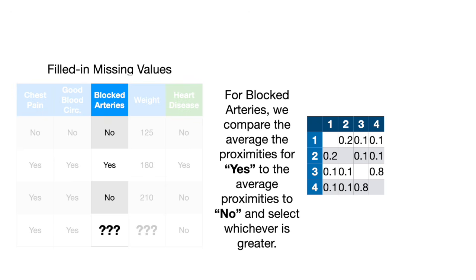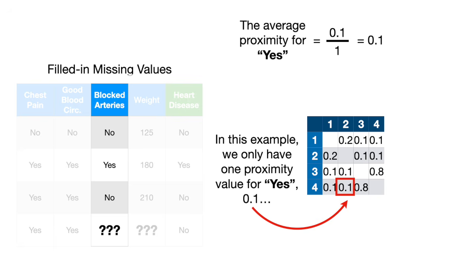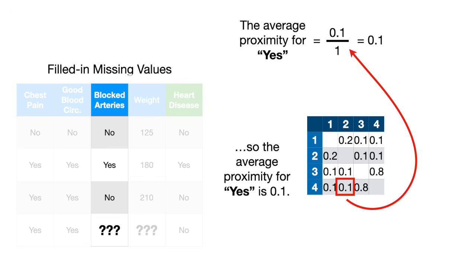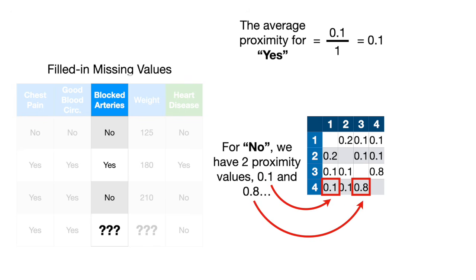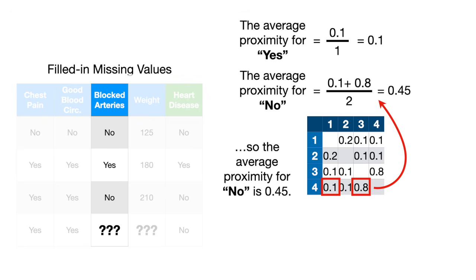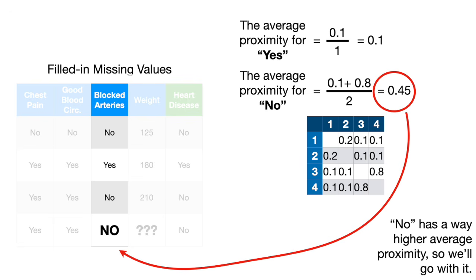For blocked arteries, we compare the average proximities for yes to the average proximities for no and select whichever is greater. In this example, we only have one proximity value for yes, 0.1. So the average proximity for yes is 0.1. For no, we have two proximity values, 0.1 and 0.8. So the average proximity for no is 0.45. No has a way higher average proximity, so we'll go with it.